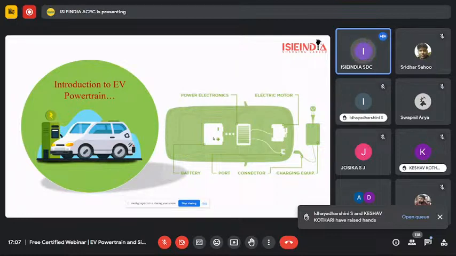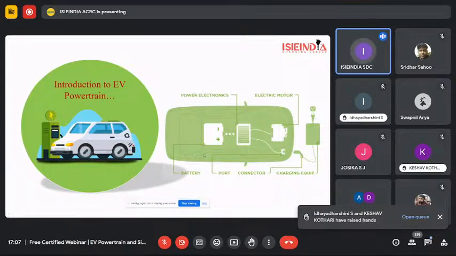Sorry, 200 to 400 volts. So to step down those voltages, we use power electronics, or you can say a buck converter there. So this is the basic circuit of the electric vehicle powertrain.